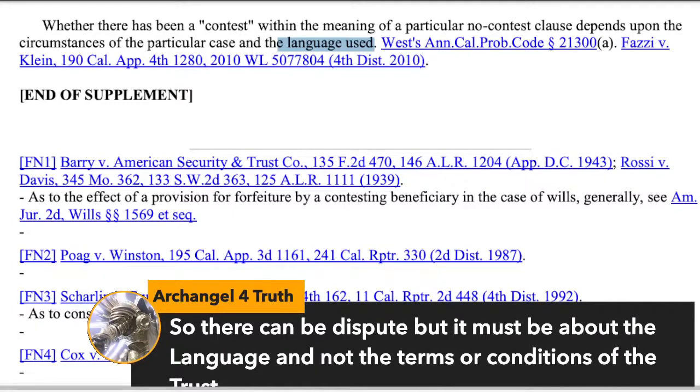So Archangel asks, so there can be a dispute, but it must be about the language and not the terms or conditions of the trust. Terms and conditions do play a role. They both do, the language and the surrounding conditions. So those both have to be considered in any kind of dispute.